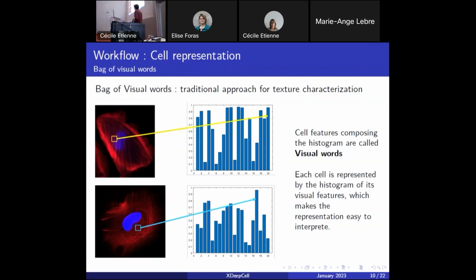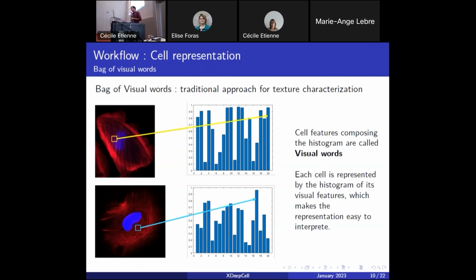So we went with a bag of visual words approach. It is a traditional approach for texture characterization. And in our case, the texture represents the cell structure. So we extract the texture on small square patches like this on whole cells. And with all these little patches extracted on the whole cell, we create categories of structures that we call visual words. And so we can represent a cell by the sum of its visual words, by the histogram of its visual words. That's what's represented here.